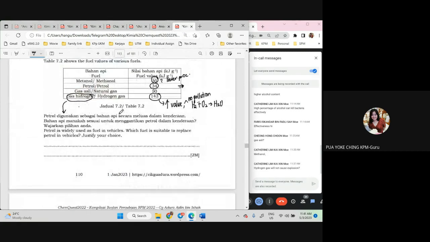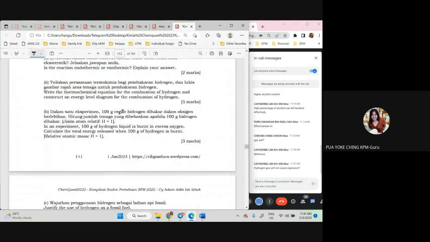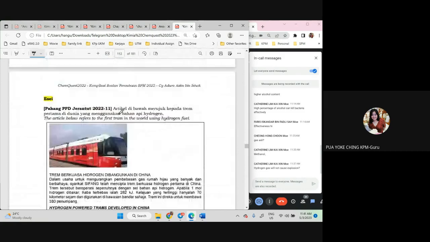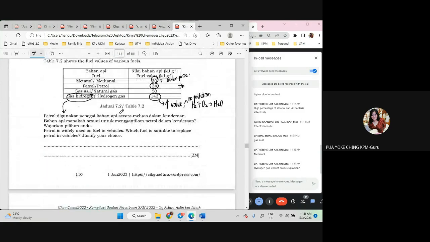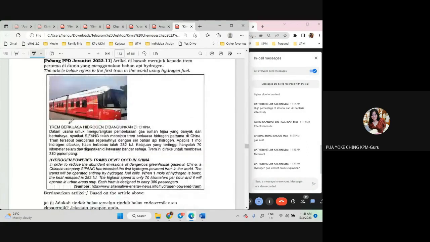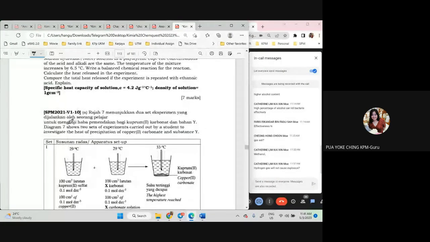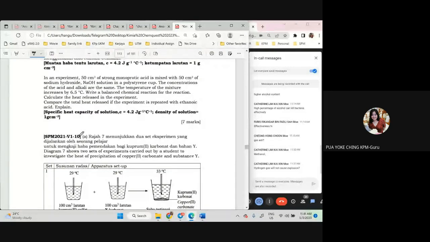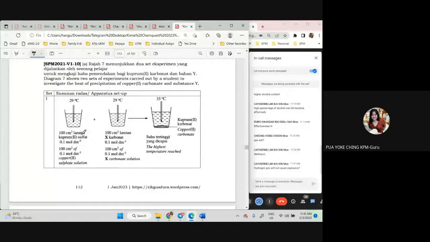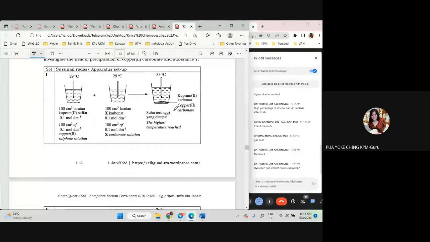Cuma kena very careful. BM maybe tak apa. It was said wajarkan pilihan anda. Okay? Means you need to give the reason lah. Cuma saya tak jumpa ada tak any part yang they write. Okay, this is SPM 2021. Okay? So, check back this question. Kalau saya tak silap, saya rasa saya ada bagi soalan ini. I can't remember in which test.